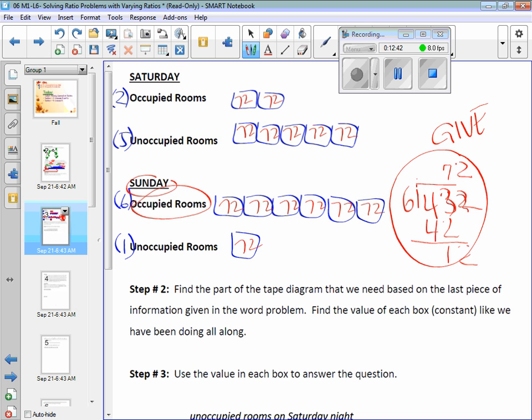Are they asking how many unoccupied rooms on Sunday? Dylan, what are they asking? Right, be careful. They want to know how many unoccupied rooms on Saturday. They gave you this, they want this. But now you're right back to what you've been doing all along. 72 times what gets us our answer? Matt, 72 times 5.